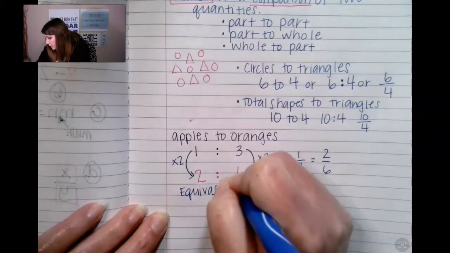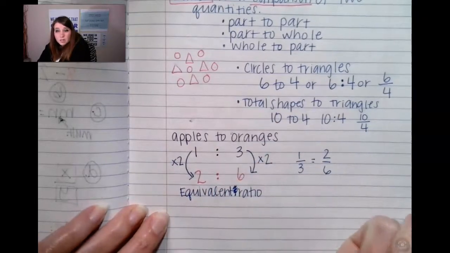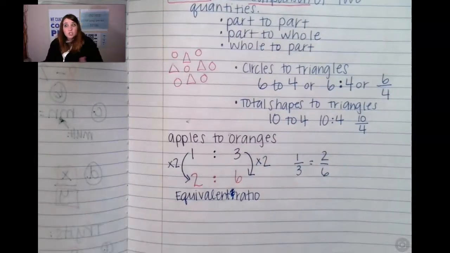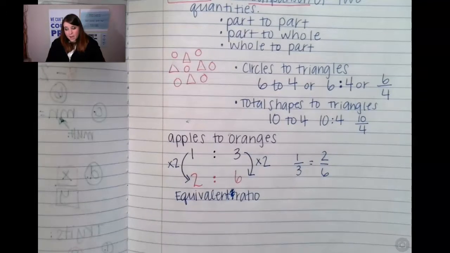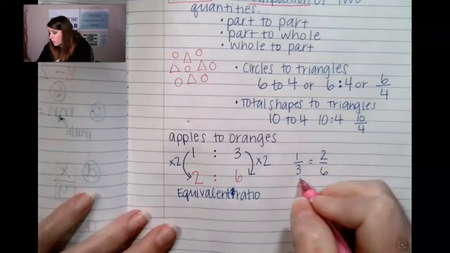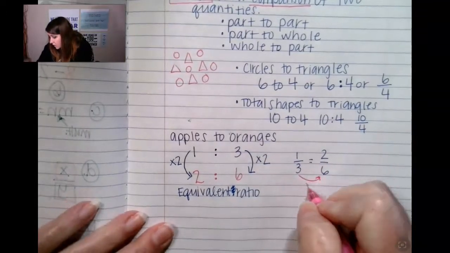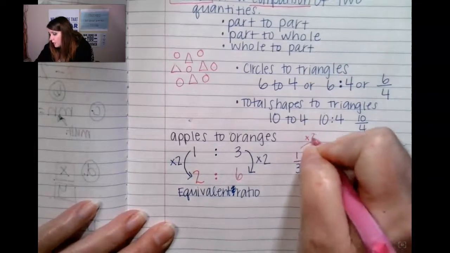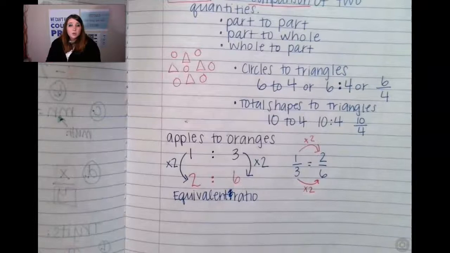That should have had a space in it. Okay, equivalent ratio, right? So same ratios, we just had to multiply by 2 to get from one place to the other, right? So times 2 on the bottom, times 2 on the top. That means that the ratio is equivalent.